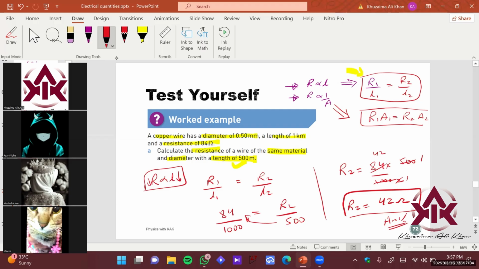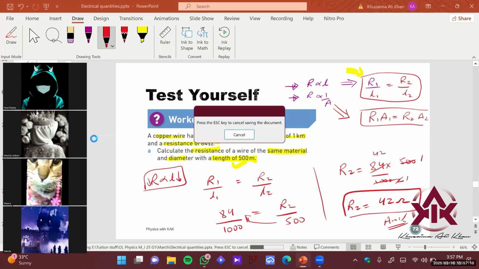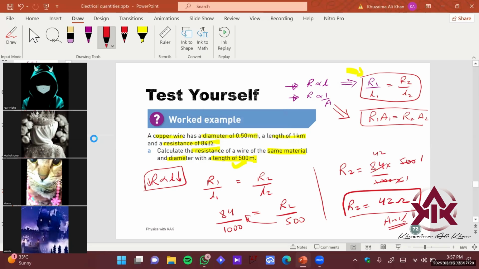If you got the same answer, give me a thumbs up. Okay, Hamza got the same answer. Masha got the same answer. That's good. What about Acha? Maeve? If you haven't got the same answer, kindly cross check your mistake.